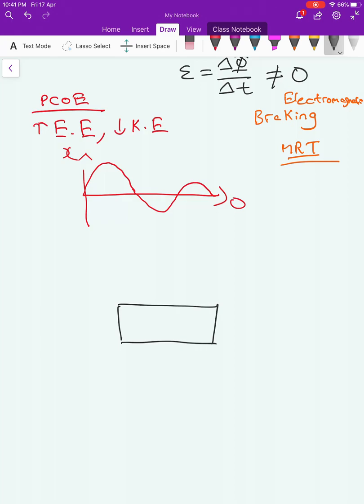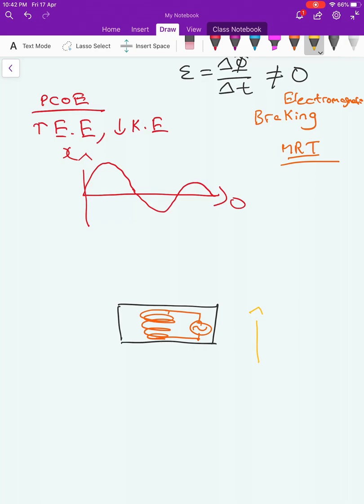Okay, another one: 是你的煮东西, right? Another 是你的 induction cooker. Okay, induction cooker. So 这个是你的 induction cooker. Okay, 里面是你的 coil. Okay, coil. And this coil is connected to your AC current.